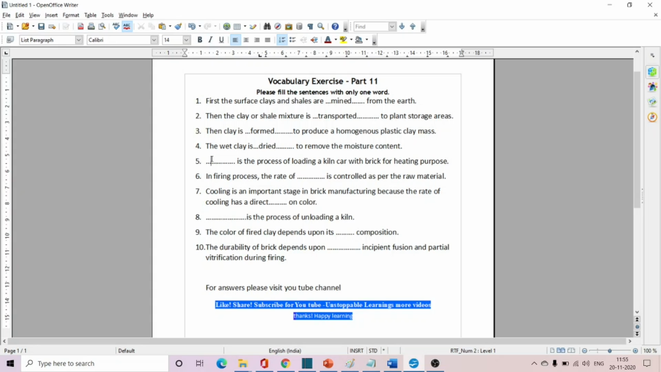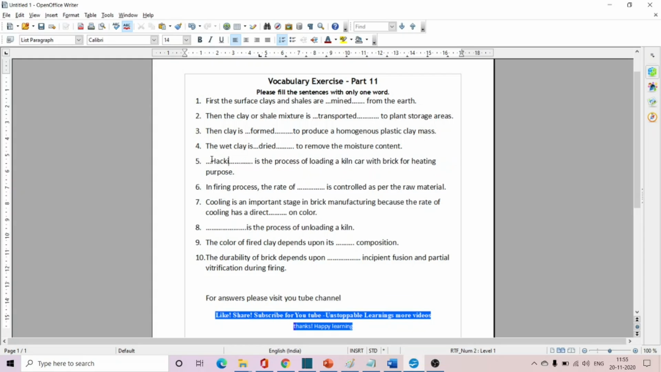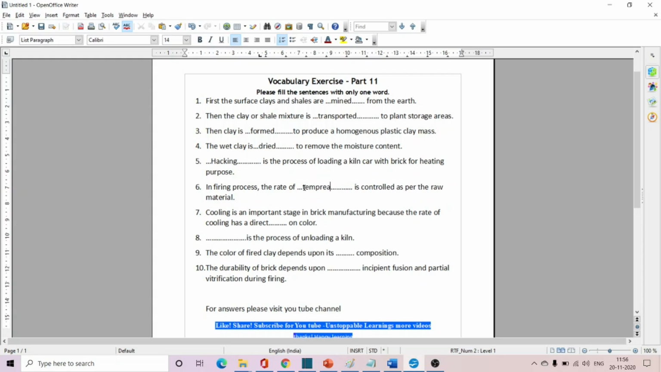Wet clay is dried to remove the moisture content. Hacking is the process of loading a kiln car with brick for heating purposes. In the firing process, the rate of temperature is controlled as per the raw material.